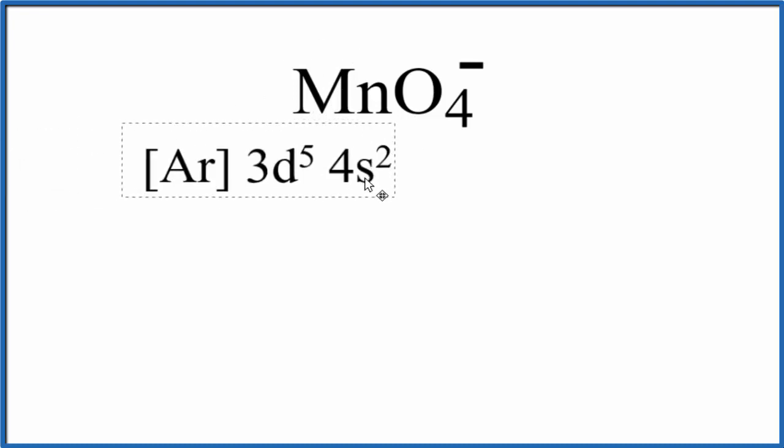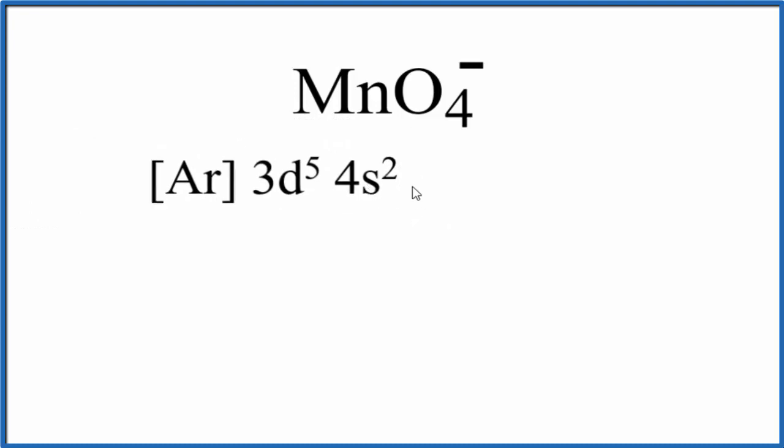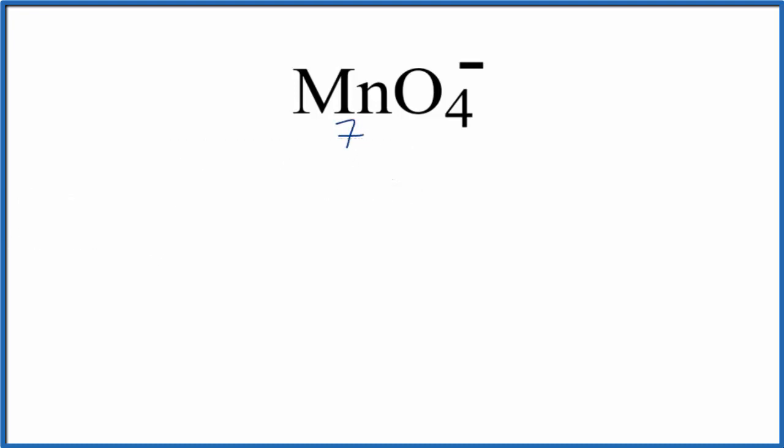If we look at the electron configuration for Mn, we'll see that it ends in 3d5, 4s2. So we'll end up with 7 valence electrons for the manganese atom. Oxygen always has 6, group 16, and then we have 4 oxygens here, plus this negative sign here. It's negative because there's an extra electron, so we're going to add one more. 28 plus 8, 32 total valence electrons for the MnO4- Lewis structure.